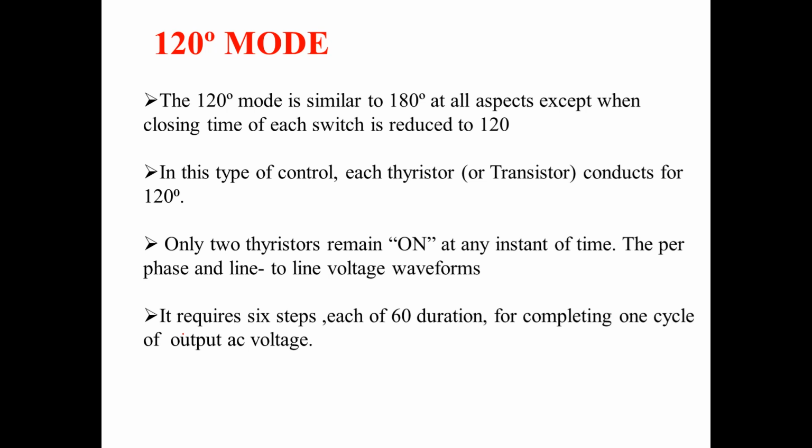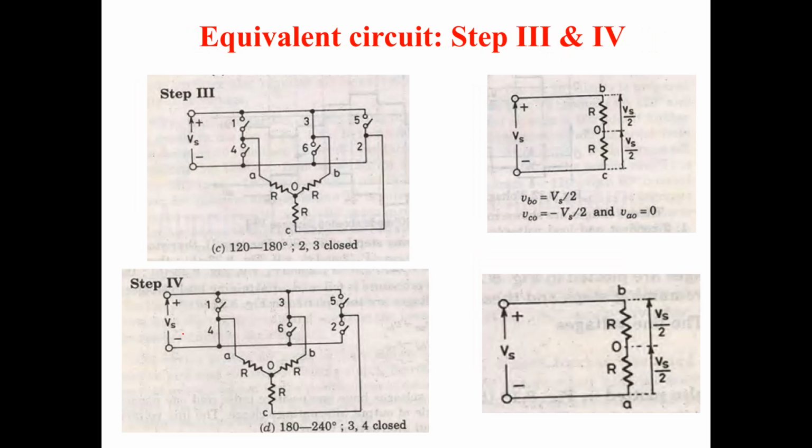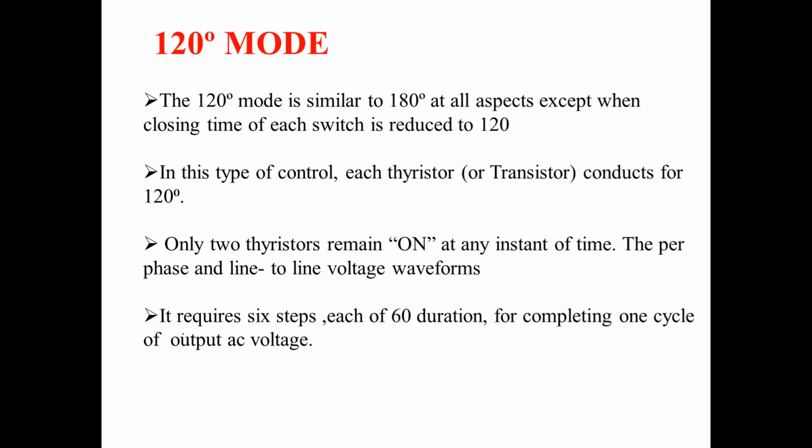From the equivalent circuit diagram, each thyristor will conduct 120 degrees with six steps. We are going to see them one by one. Each step lasts 60 degrees, and completing one cycle of output VAC takes six steps. Only two thyristors remain on at any instant of time, and the per-phase and line-to-line voltage waveforms are obtained.